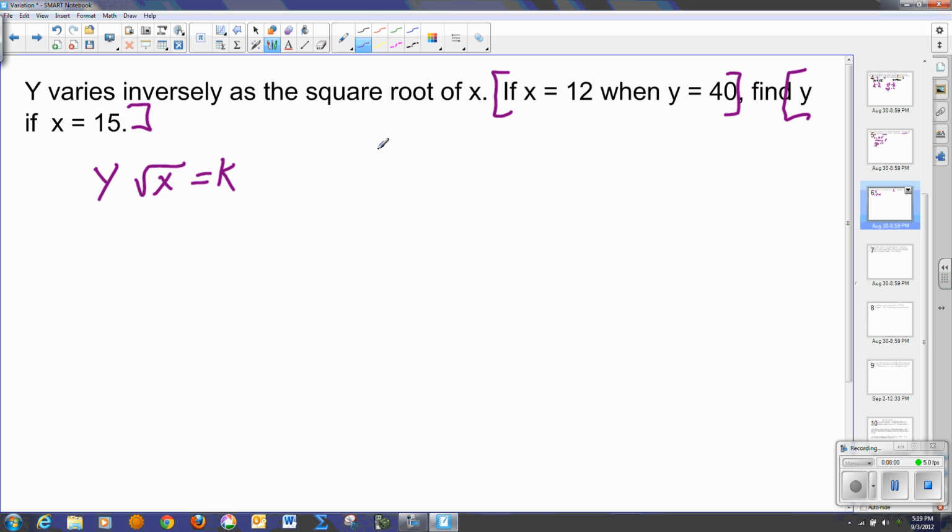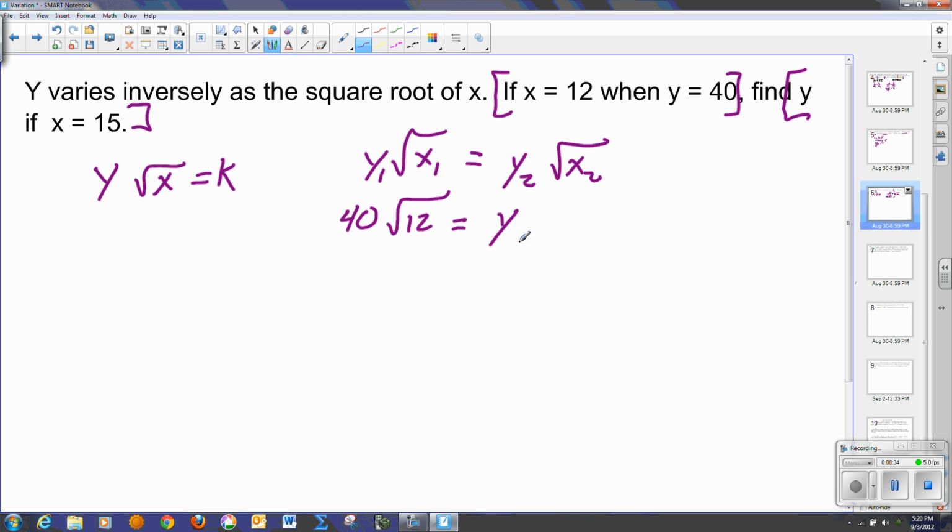So I will once again set up two situations, one equaling the other. I'm looking for y sub 2 in this situation. So in my first case, I know x is root 12, and I know my y value is 40. In the second situation, I'm looking for y, and I'm given 15 for my x term.